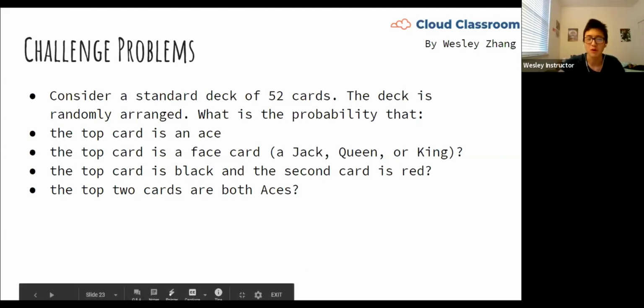So if you guys ever play poker, this is useful. But don't gamble, guys. Please stay away from that.